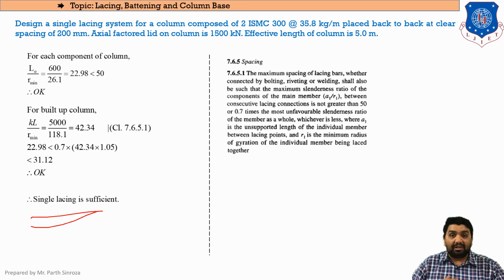If any of the two cases fails, again keep in mind, that means if the first value comes out to be greater than 50 or the second value comes out to be greater than 0.7 times the slenderness ratio, then we could have opted for a double lacing system.